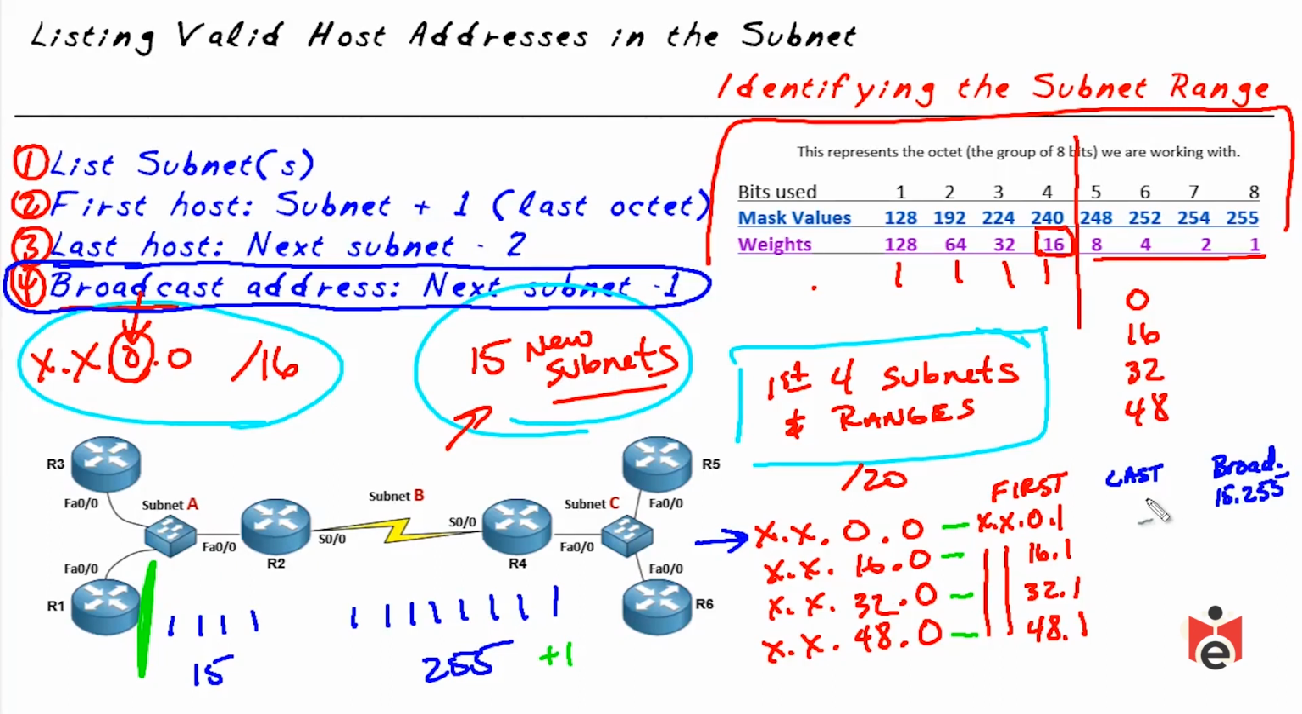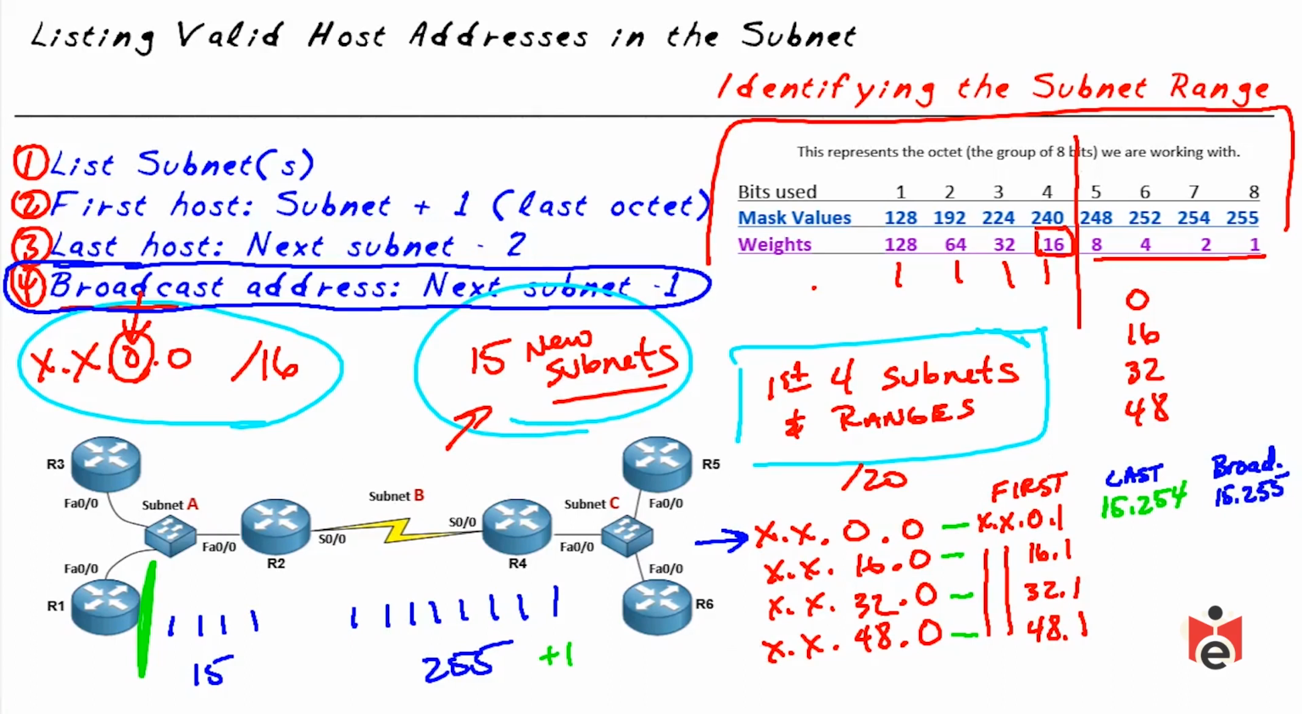So the next question is, okay, what's the last valid host on the 0 subnet? Well, it's the next subnet minus 2. So if the broadcast is 15.255, this last IP address is going to be 15.254. So our range of valid IP addresses on the 0 subnet is going to be whatever those first 2 octets are, 0.1, through whatever those first 2 octets are, 15.254, with the broadcast address of 15.255.